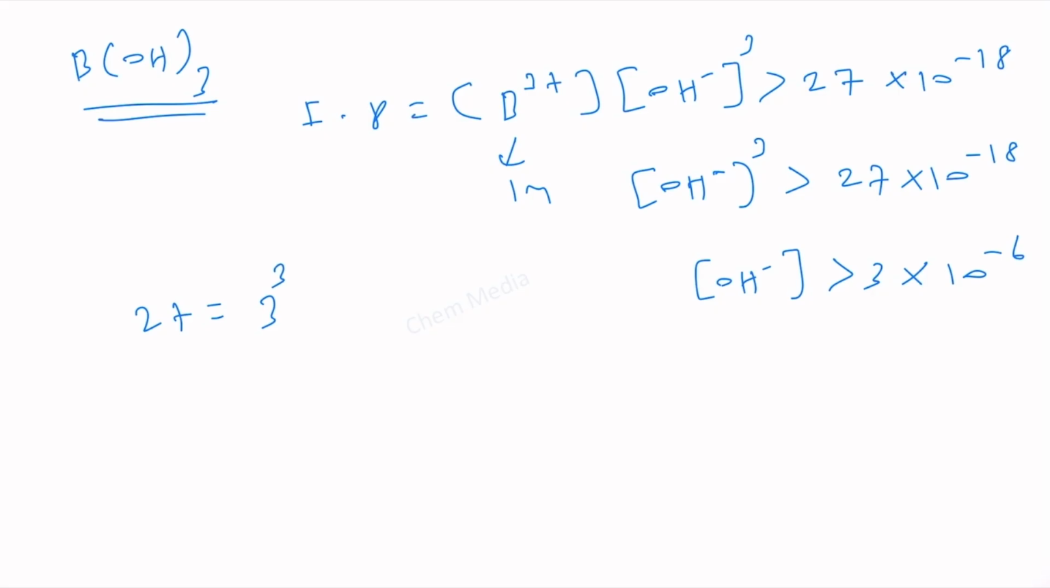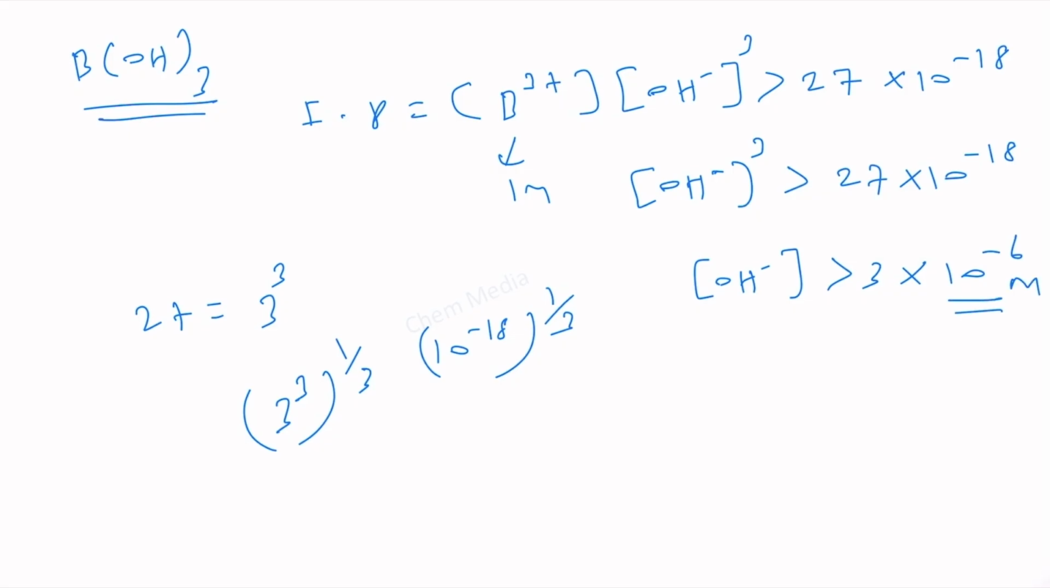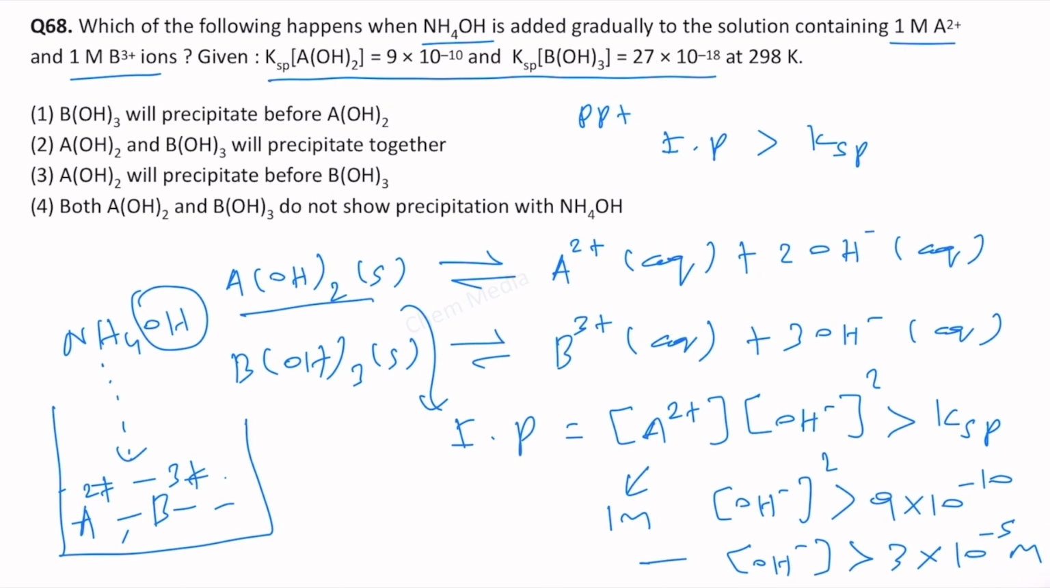So then if we are taking a cubic root, what we are basically doing is 1 by 3. So that would become 3. Likewise for 10 to the power minus 18, if we put to the whole cube 1 by 3, it would become 10 to the power minus 6. Here the OH- concentration is 3 times 10 to the power minus 6 molar. But which one is smaller? This concentration is smaller compared to what we got here.